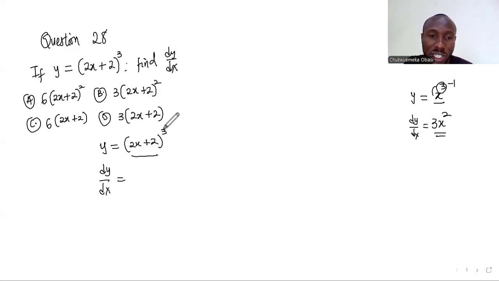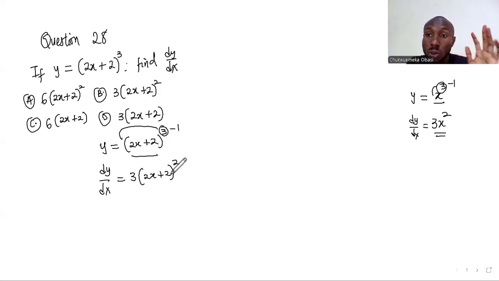So now let's differentiate. That means this 3 is going to multiply this guy. So we have 3 into (2x + 2), right? Then the next thing we're going to do is to remove 1 from the power, and we have 2. But that's not all, because this is not just the variable. So now the next thing we need to do is to differentiate the 2x + 2.